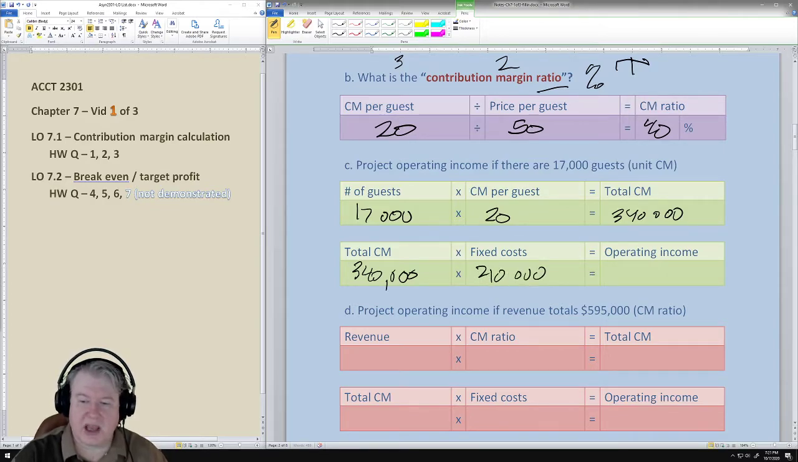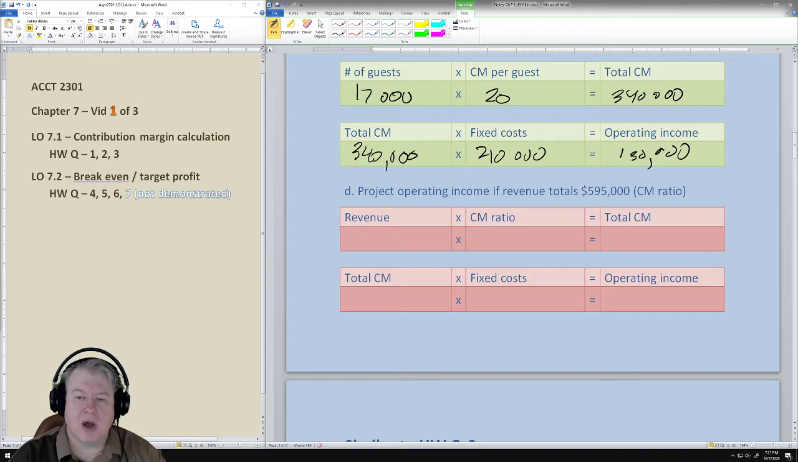So that we would say that we made enough margin to not only cover our fixed costs, but what was left over is going to be the profit, or here in this case we're going to be calling it operating income. Okay, so the next thing they want us to do is do something similar, but with the ratio.